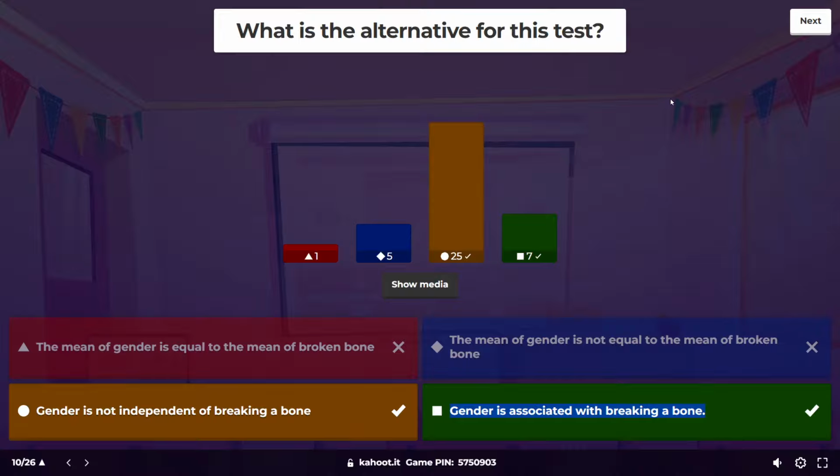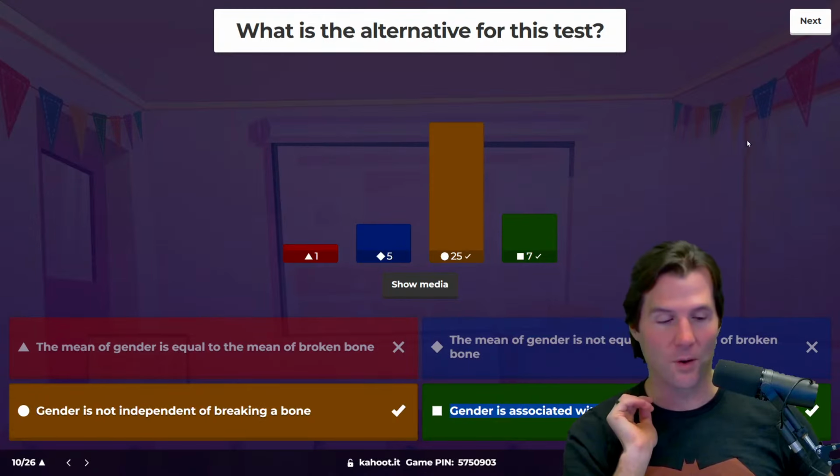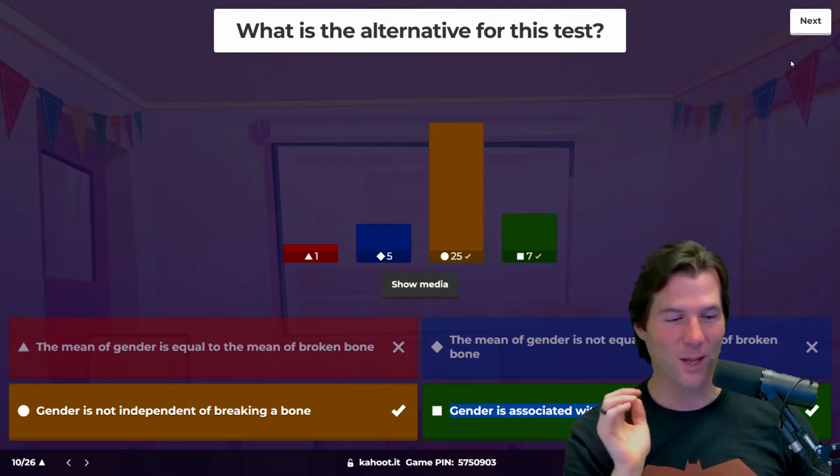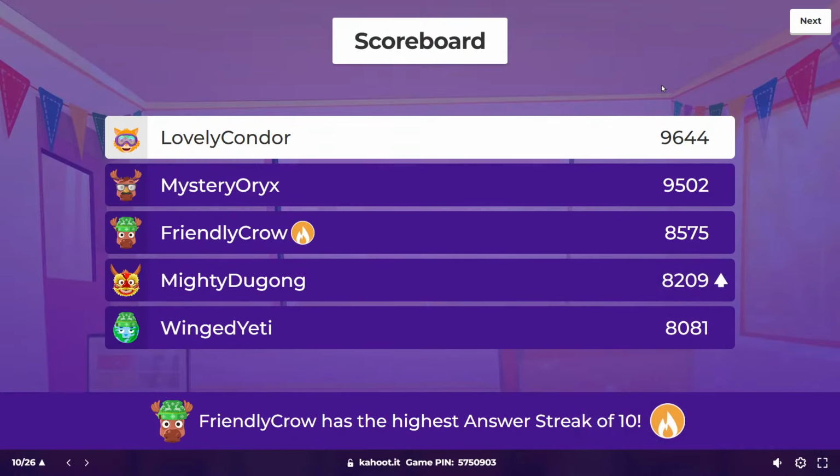I teach classes in R. A lot of my classes I teach in R. I use R a lot, so I code in R. So you might see some R. Tell me, do you code in R? Let me know. Lovely Condor, Mystery Orcs, Friendly Crow, Mighty Dugong, and Winged Yeti, all in the lead still.